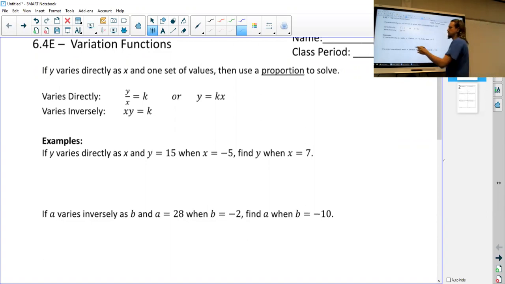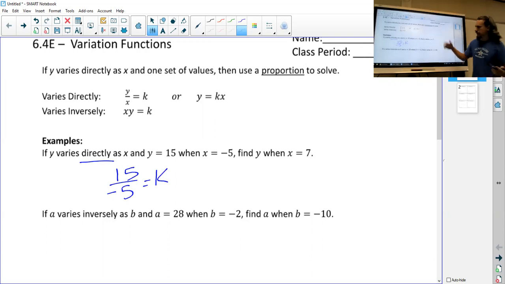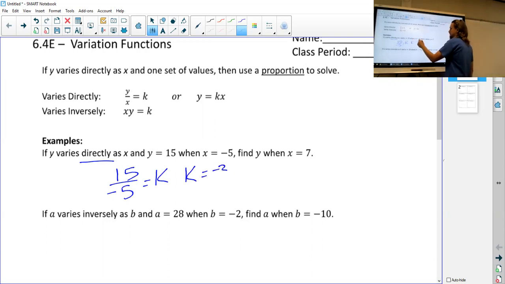All right, so our first one, y varies directly with x. Y is 15, x is -5. Find y when x is 7. So since it says varies directly, we're going to use our y over x equals k. So we have y is 15 over -5 equals k. Right? And then we just divide it, so we get k is -3.